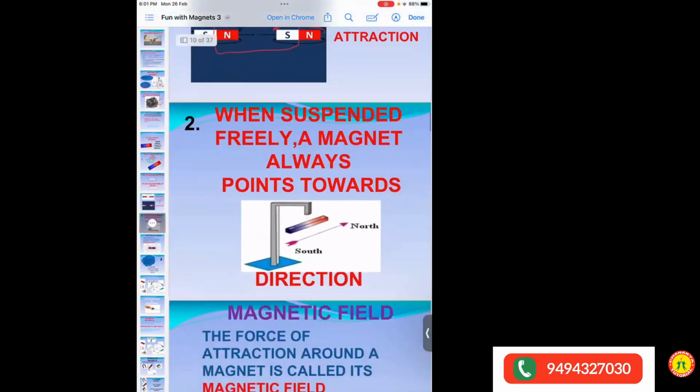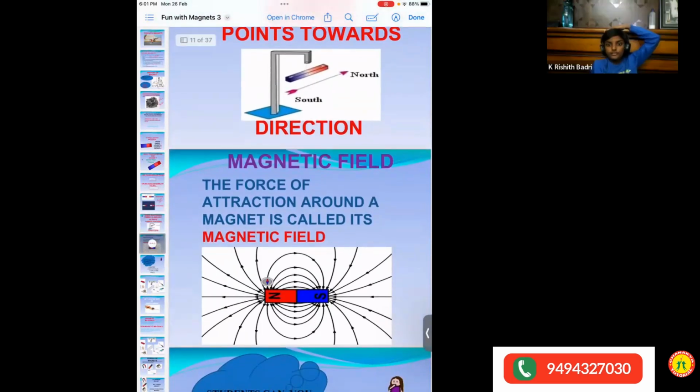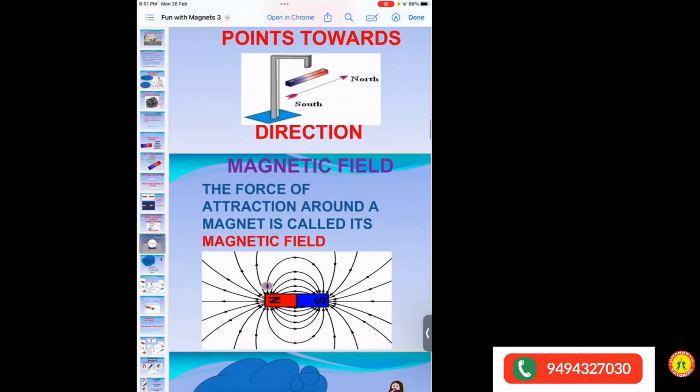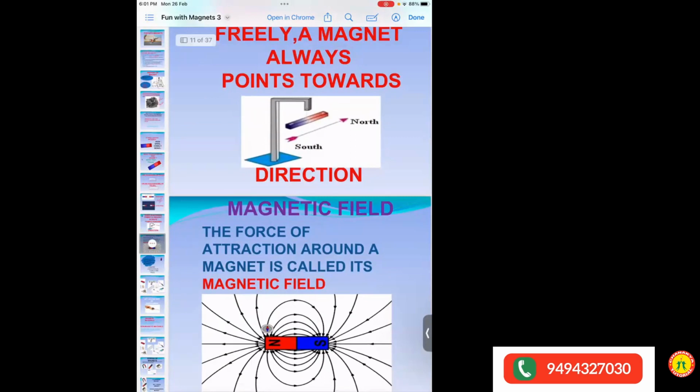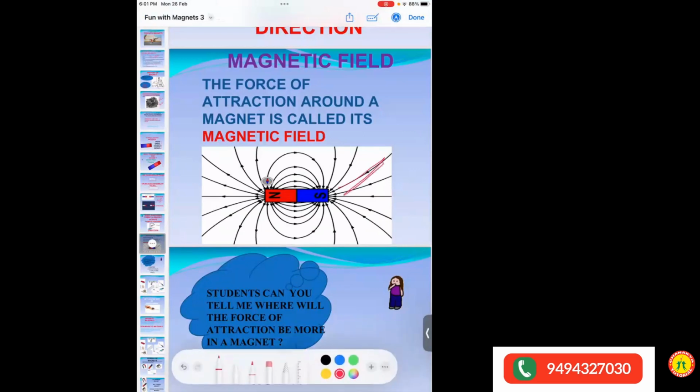A second thing: when suspended freely, a magnet always points towards which direction? North. Fine. If we leave the magnet to move freely, it starts moving towards the north direction. You can see in the picture, the north and south poles are there, and surrounding them are line-like structures, and these are called the magnetic field.